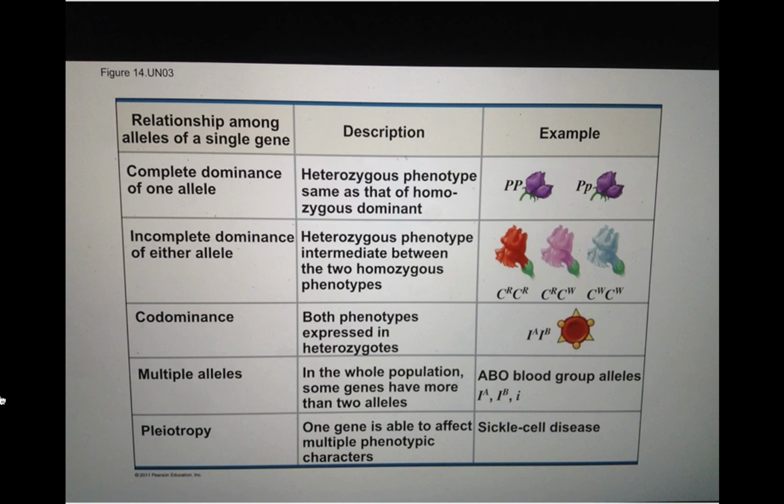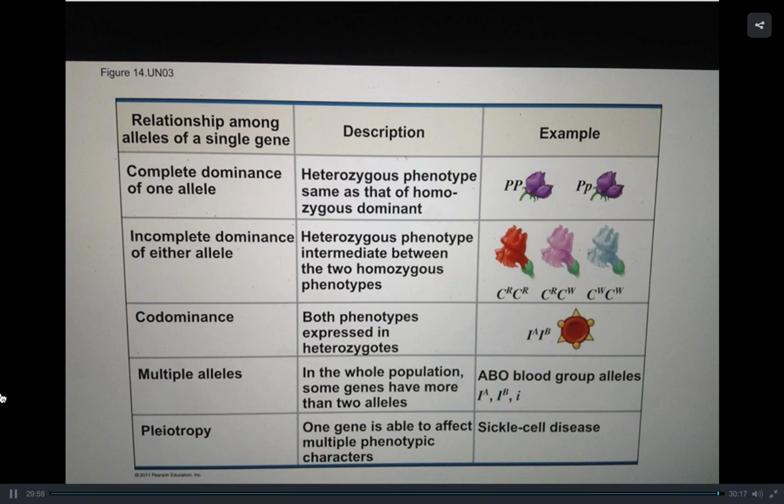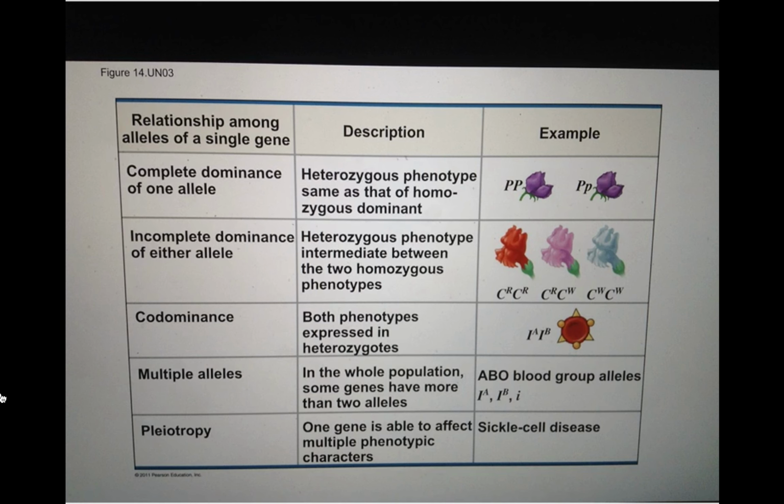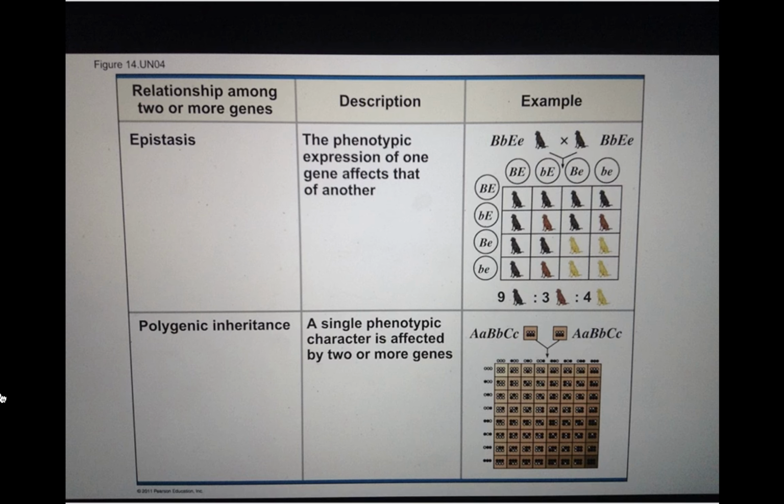And lastly, this slide, as well as the next one, I'm not really going to say anything over, but it's just a summary of all the different types of genetic inheritance patterns we've seen from Mendel, where it's either complete, incomplete, codominance, multiple alleles, pleiotropy, or it's epistasis, polygenic inheritance, or there are also environmental factors that play in. But this is chapter 14 in summary.